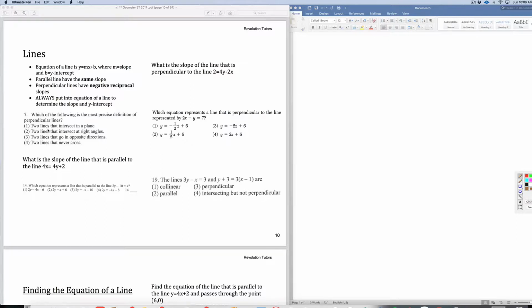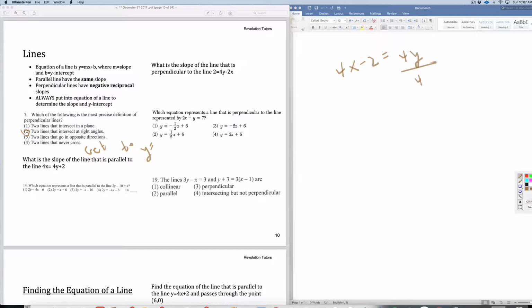So number 7 is just a warm-up. Two lines that intersect to form right angles are perpendicular lines. What is the slope of a line that's parallel to this? Step 1, get into y equals, right? Okay, so that should be basic. Now, this is actually important. So you subtract 2, so you get 4x minus 2 equals 4y. Then you divide by 4.